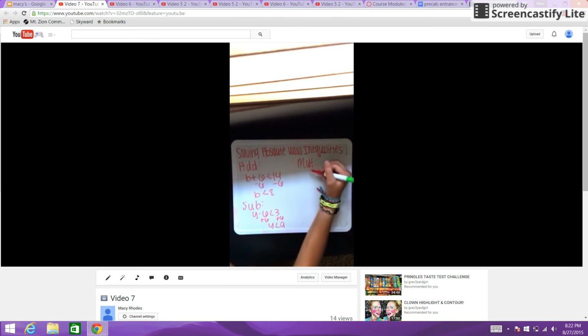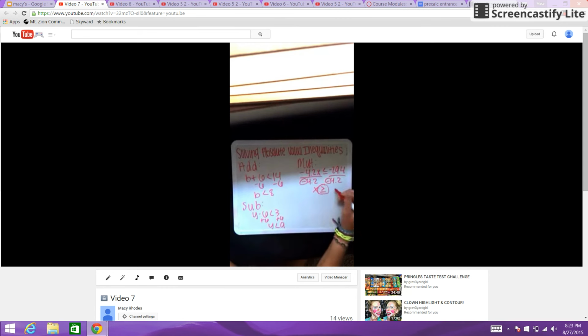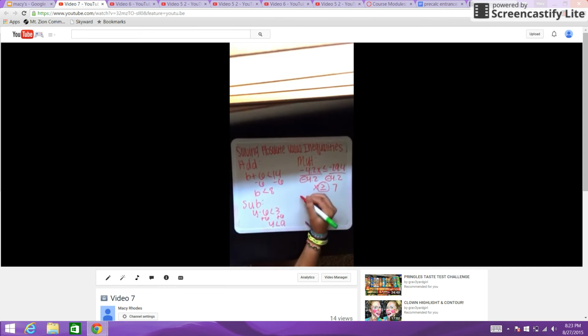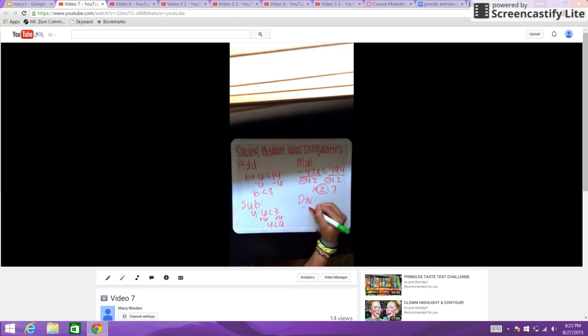the example was negative 4.2 times x is less than or equal to negative 29.4. So I divided negative 4.2 from each side, and since it's a negative number being divided, the sign is going to change, so it's going to be x is greater than or equal to positive 7.